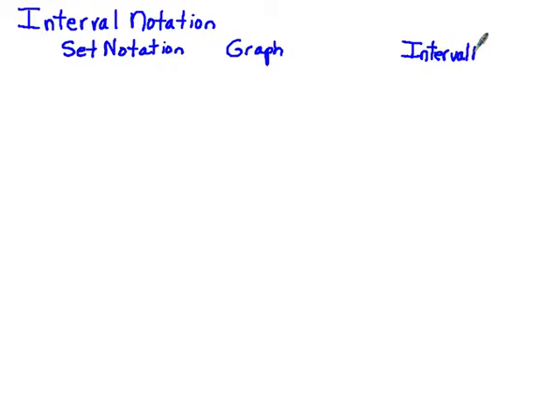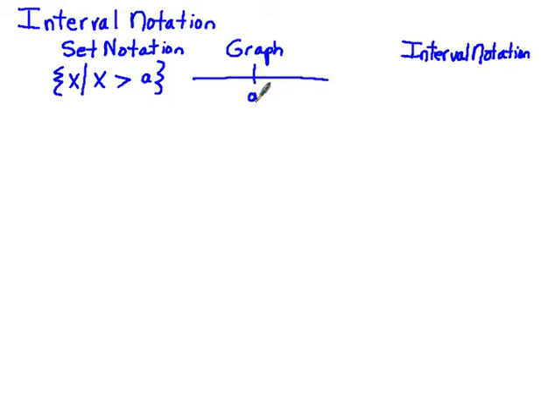This whole test has interval notation on it unless it's an equation. Okay? So if I have set notation that looks like this, and we want x greater than a. Okay? Greater than a means which direction? If I look at a graph and I've got a in the middle, greater than a means to shade to the right. Okay?